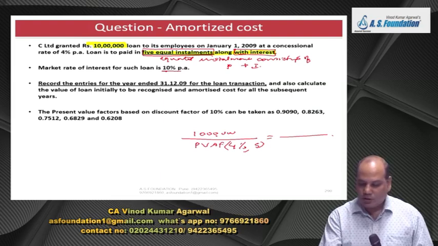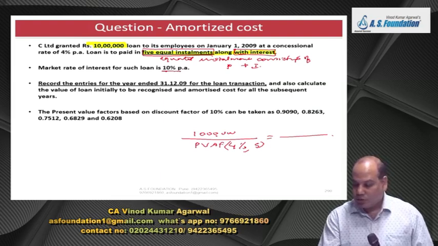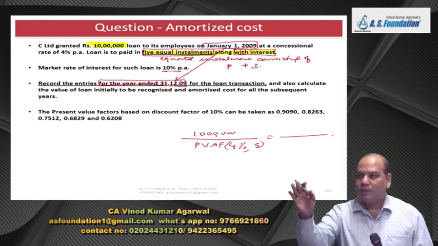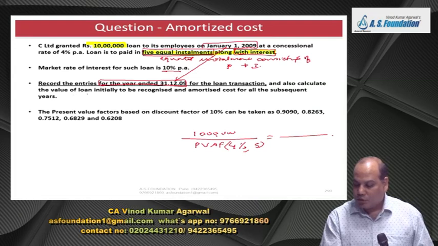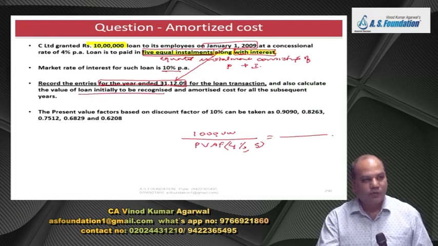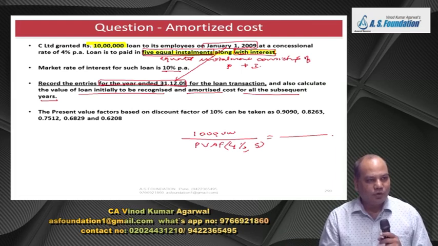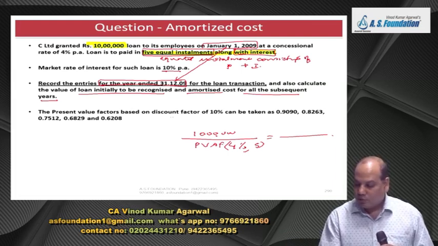Market rate is 10%. This is the discount rate. Record the entries for the year ended 31st December 2009. Means only first year they want you to pass the entry. If they ask you only 1 year, no need to write 5 years. No extra mark for writing extra 4 years. And also calculate the value of the loan initially to be recognized, which is the present value of future cash flow, and amortized cost for all the subsequent years. Amortization schedule again you have to draw. To help you, they have given you present value factor at 10%.